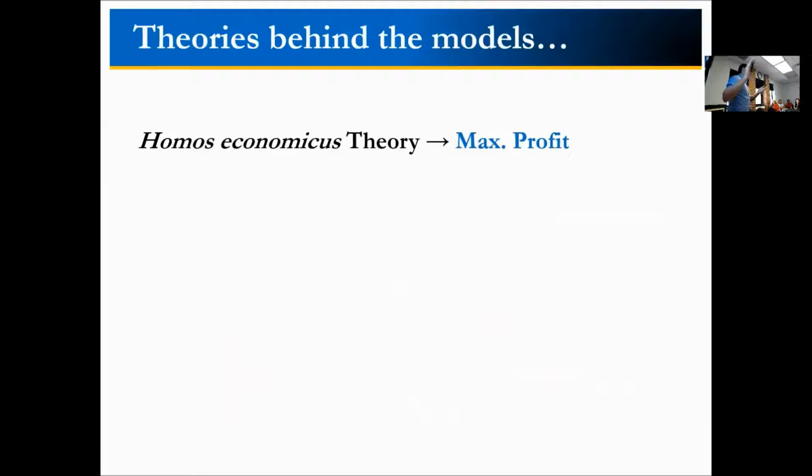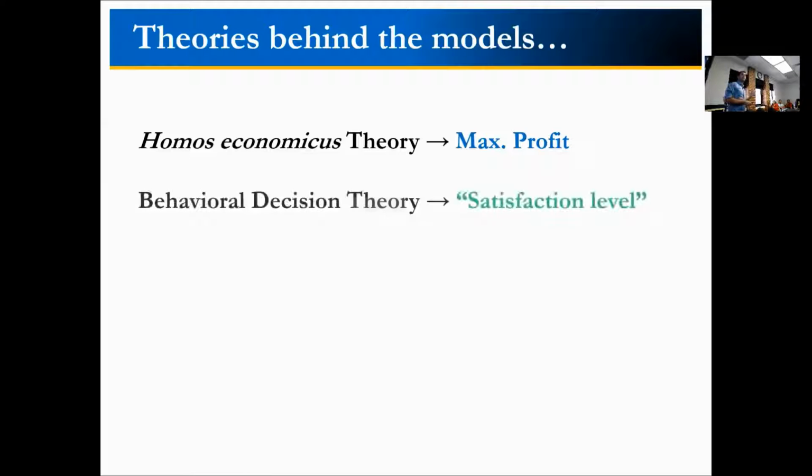And there are theories behind it. So the agents that are maximizing profit, for instance, are sort of in accordance with this homo economicus theory. And I know a lot of people dislike this theory, but that's the theory behind it. There's a much more complex theory that's called behavioral decision theory, and that draws a lot from the field of psychology.